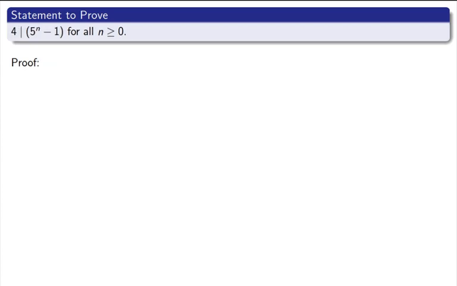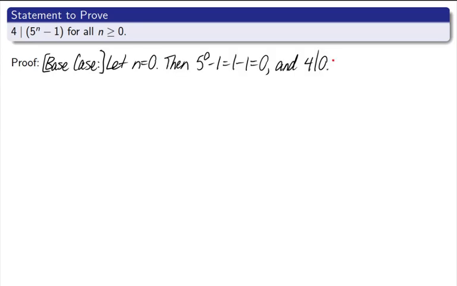Let's do one more example using divisibility. We will start off with our base case. Let n equal 0, and then I need to show that 4 divides 5 to the 0 minus 1. Then 5 to the 0 minus 1 is equal to 1 minus 1, and that's 0. But then I claim that 4 divides 0.